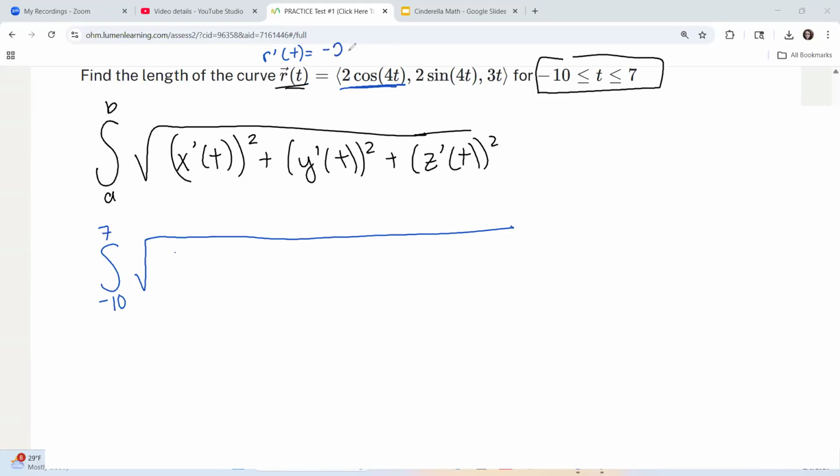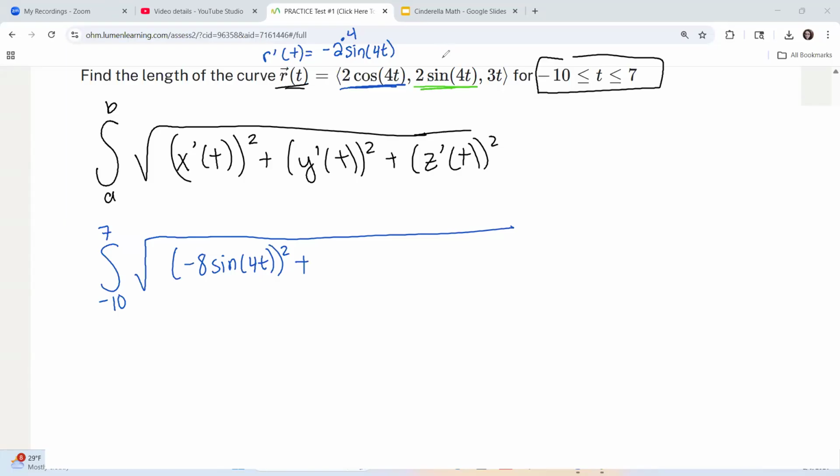So this would be negative 2 sine 4t, and then times the derivative of the argument, so times 4. So that's really going to be negative 8 sine of 4t, and then we have to square that. Plus, let's just keep going. Take the derivative of the y piece.